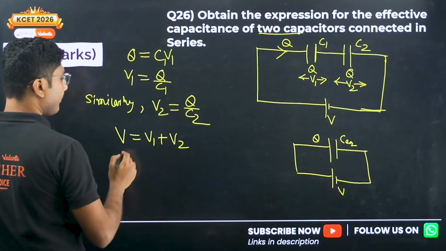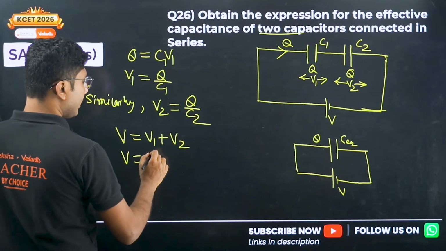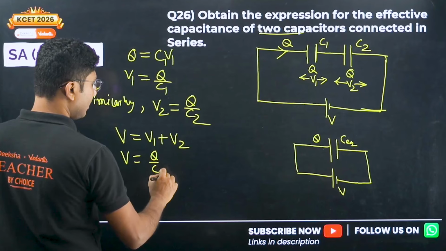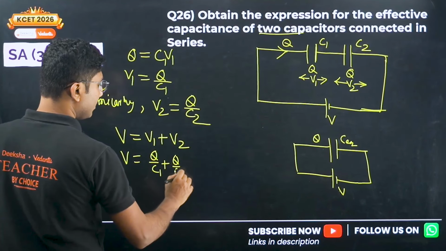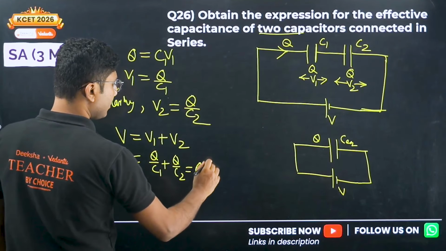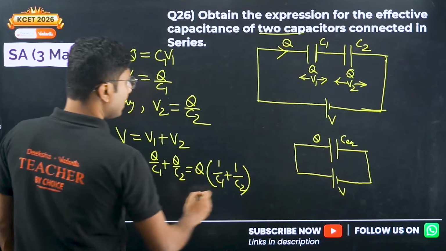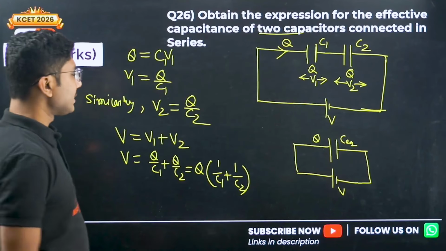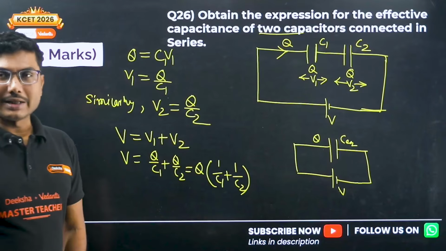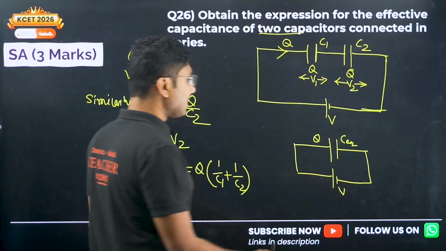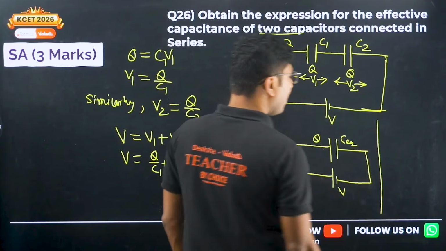Now put the values. V equals Q upon C1 plus Q upon C2, or taking Q common, you get 1 upon C1 plus 1 upon C2. This part is done. Now we will do the same mathematics for the equivalent circuit as well.